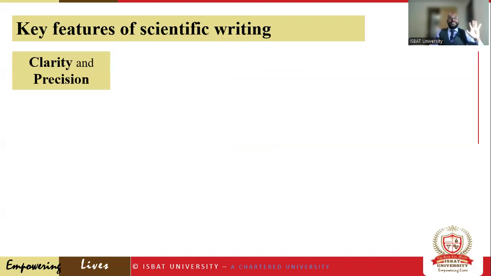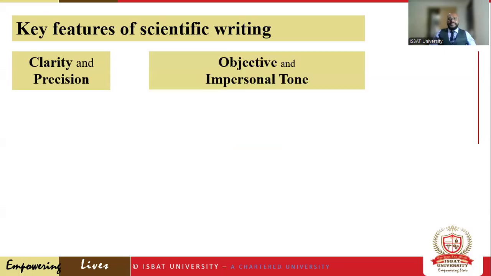Now let's see what the key features of scientific writing are. It should be clear and it should be precise. Clarity and precision are the most important parts of scientific writing. If the author himself is not clear, how can someone else make it proper? So that is another part of the research.